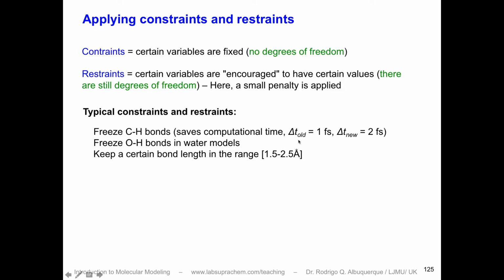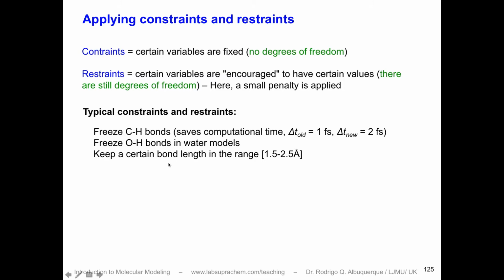So we can change our time step from 1 femtosecond to 2 femtoseconds. So using the same number of simulation steps, we can have a longer simulation. We can save computational time for the same simulation time. We can also freeze OH bonds in water models, as I discussed in the previous slides. And these first two are constraints, because parts of the system are completely frozen. The third one is a restraint.